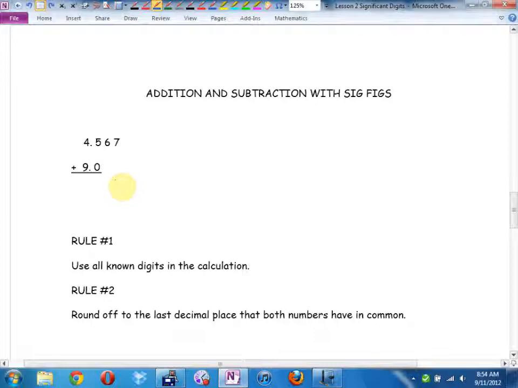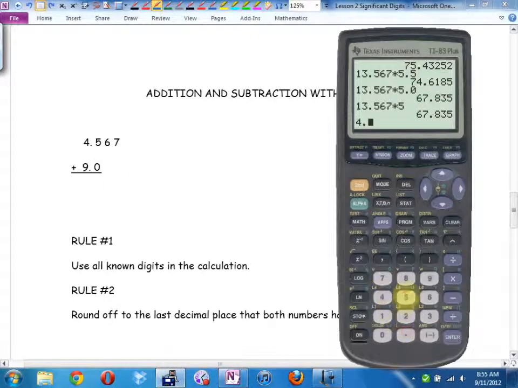What do you do? Well, the first thing that you do is you actually do the arithmetic. So you don't round off. 4.567 plus 9.0. I'm not going to write the 0.0. And I get 13.567. I'm going to write that down, first of all.